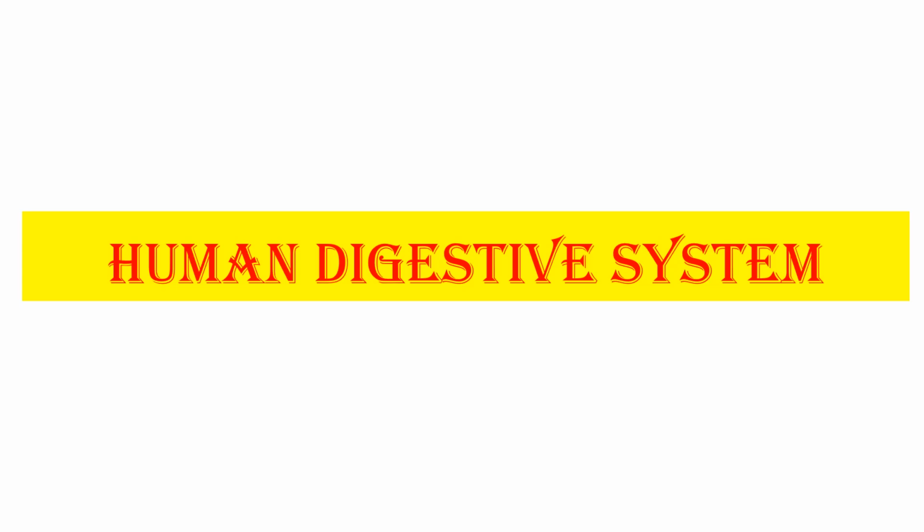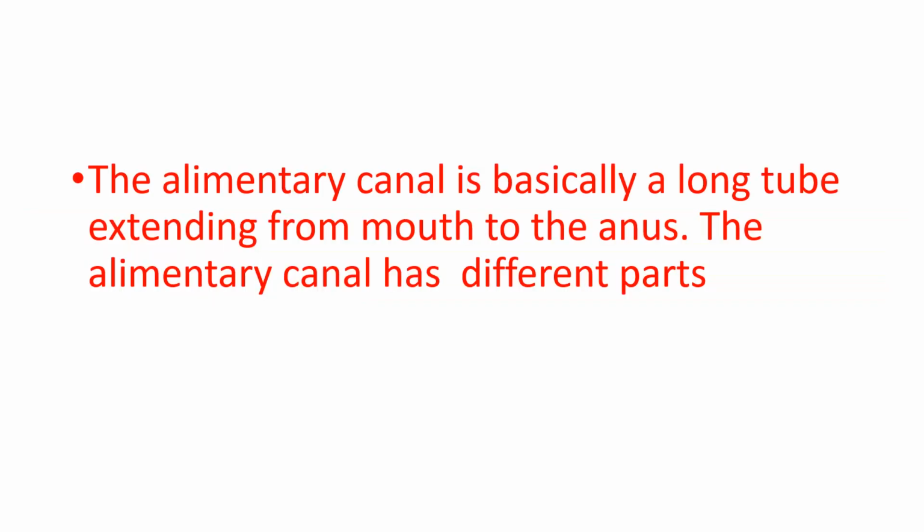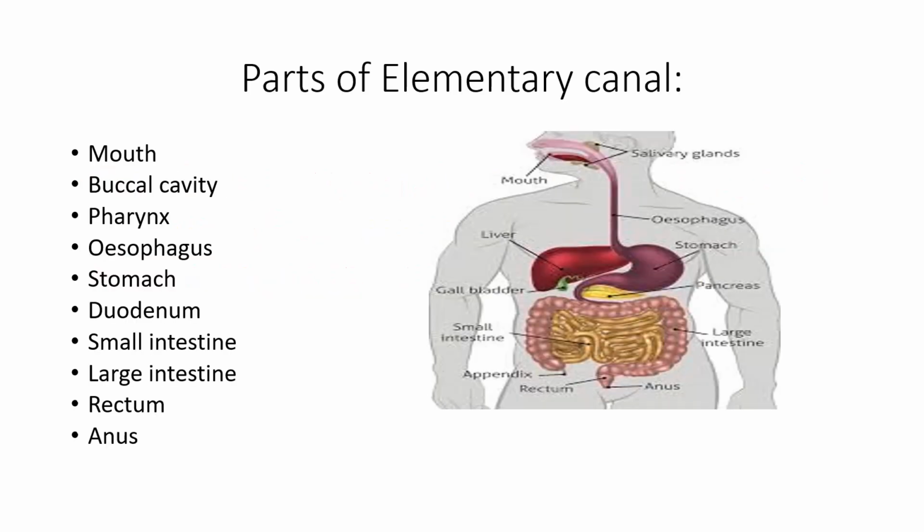Human digestive system. The human digestive system is very complex in nature. Different parts are involved and perform different functions by using various digestive juices and enzymes. The alimentary canal is basically a long tube extending from the mouth to the anus. The alimentary canal has different parts.